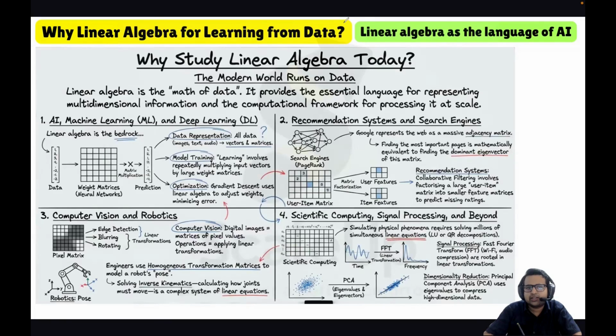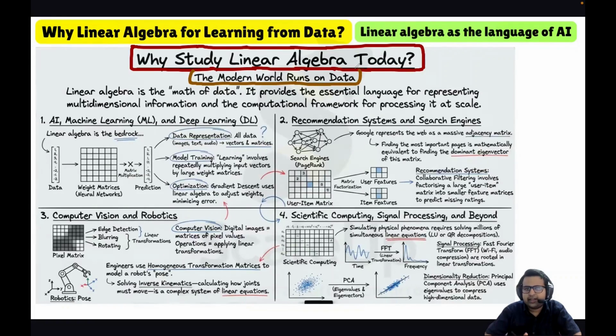First we will discuss why study linear algebra today. See, the modern world runs on data, and linear algebra is the math of data. Linear algebra provides the essential language for representing multidimensional information and the computational framework for processing data at scale.